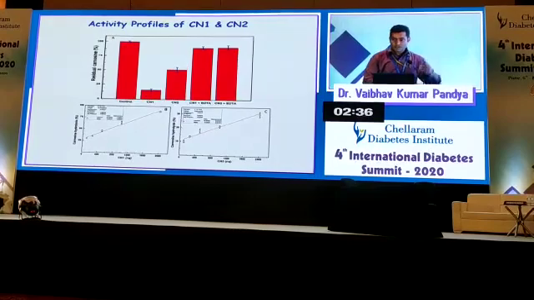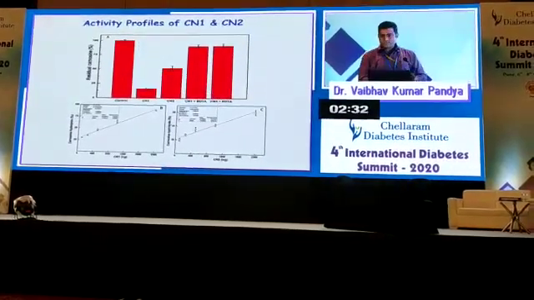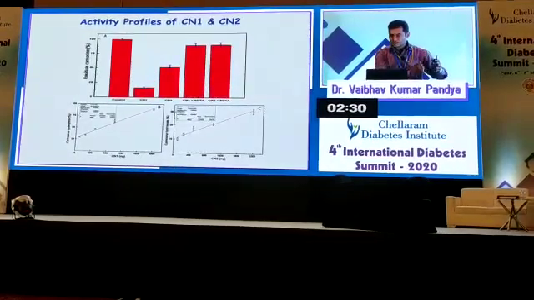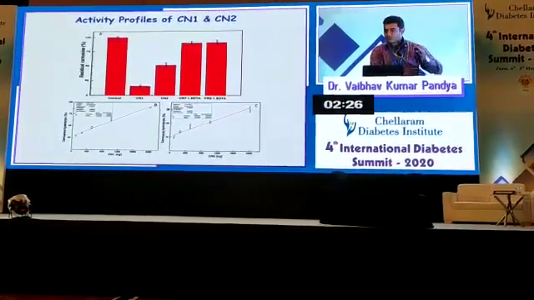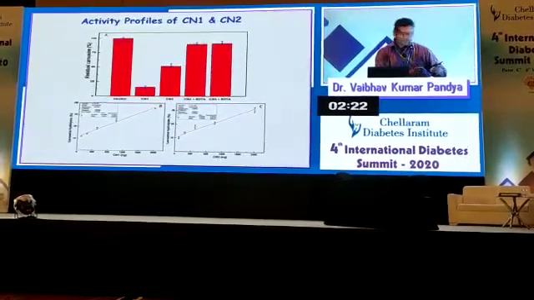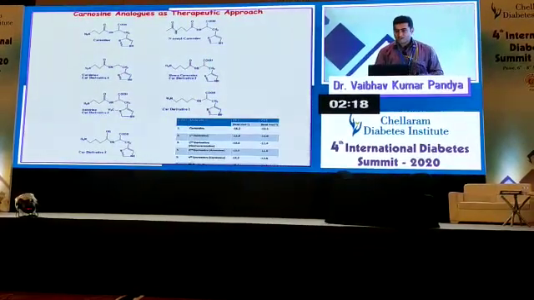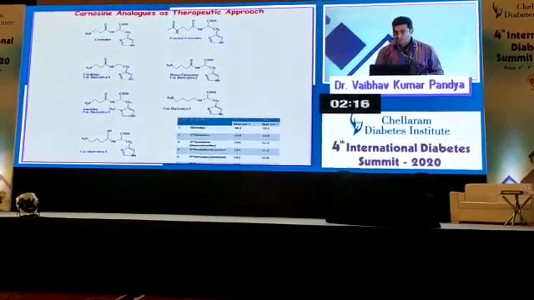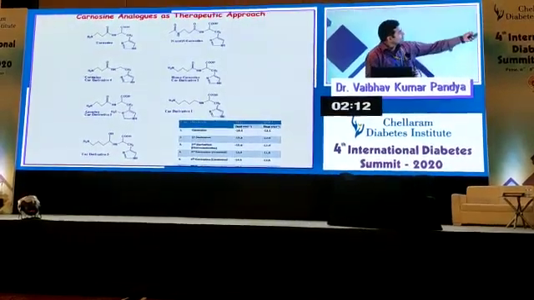Another thing we are currently doing: as we know, if we give carnosine treatment to diabetic patients or diabetic nephropathy patients, this molecule will be readily hydrolyzed by the enzymes. So that cannot be a good strategy. So what we are now planning is that we have derived certain carnosine analogs which may be resistant to the carnosinase enzyme, because their structure is different.